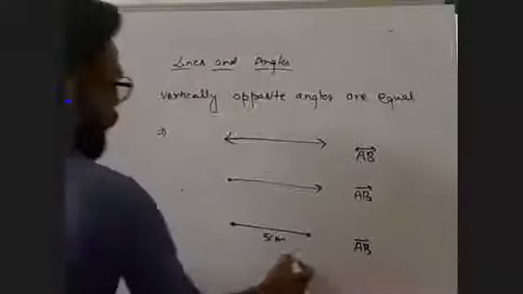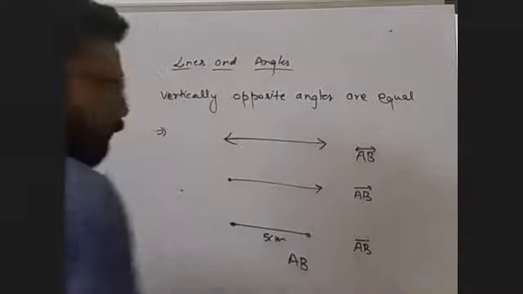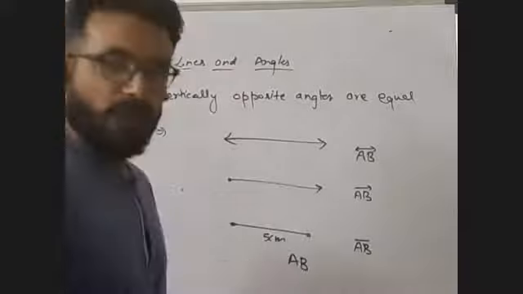symbol. So we can just simply write it as AB for any of the line, ray or line segment we are talking about. It can be understood from the context.